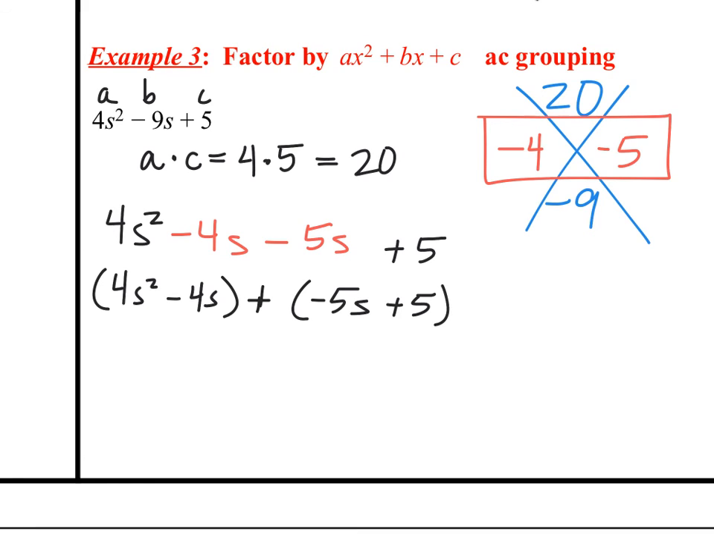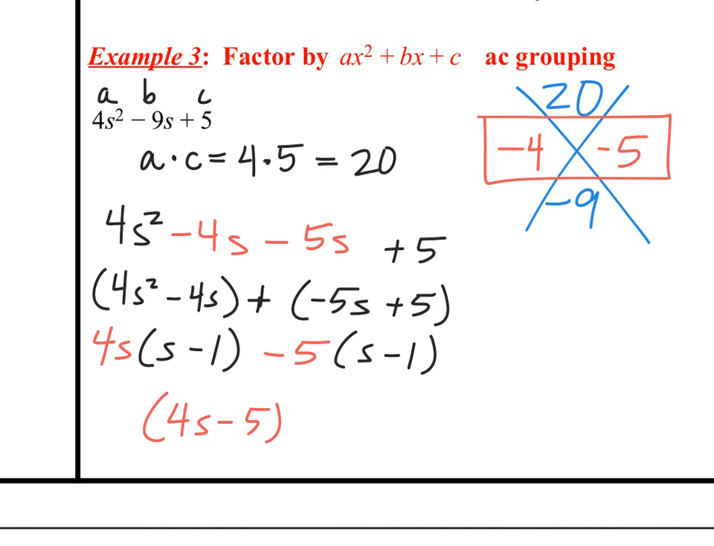You have to take GCFs out of both. 4s squared and negative 4s. What could I take out from both? 4? What else? S. Which would leave me with s minus 1. When I take out the other GCF, I should get s minus 1. If I don't, I did it wrong. You should take out negative 5 because they both divide by that, and there's a negative there. Leaves you with s minus 1. They're the same. You did it right. 4s minus 5 and s minus 1.